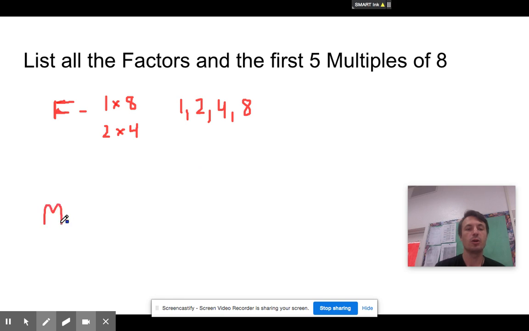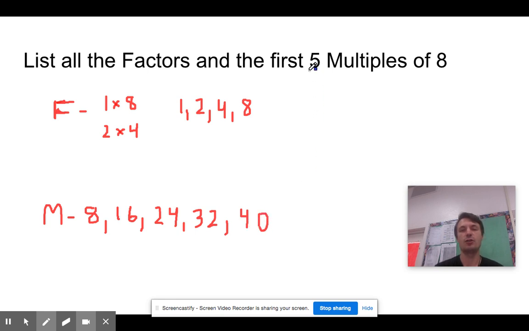Now we're going to list the multiples of 8. And all we have to do is count by 8s. So we start with 8. 8 times 1 is 8. Then we go 8 more than that. 8 times 2 is 16. Okay? 8 times 3 is 24. 8 times 4 is 32. And 8 times 5 is 40. We've just listed the first 5 multiples of 8.